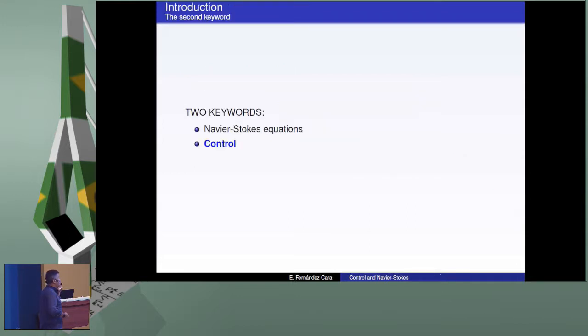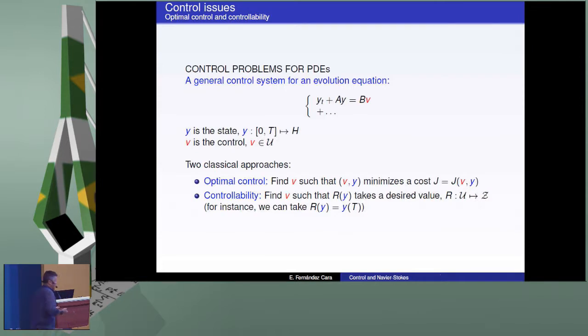So this was the first keyword, Navier-Stokes equations. The second keyword in this talk is control. What is to control a system?